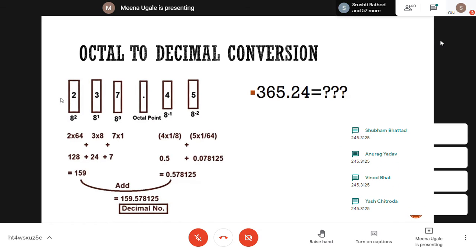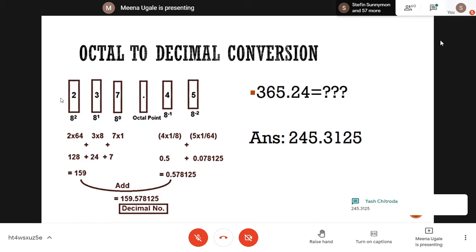Okay, very correct. See the answer. Answer is 245.3125. Very nice. Many students are posting in the chat box. Okay, that means this is clear now. Octal to decimal conversion is clear. Now we will go for the reverse, decimal to octal.